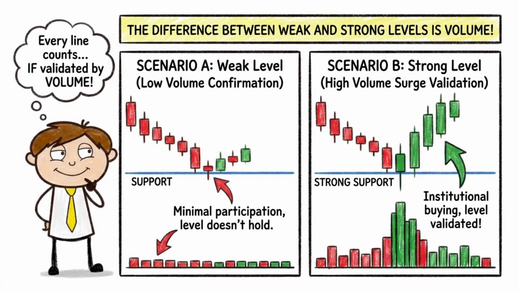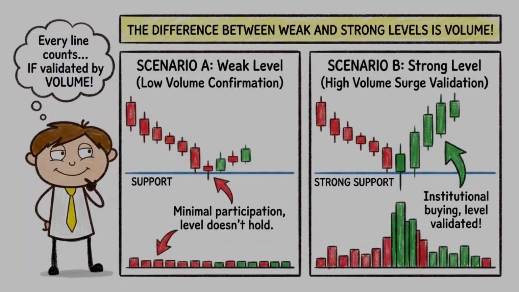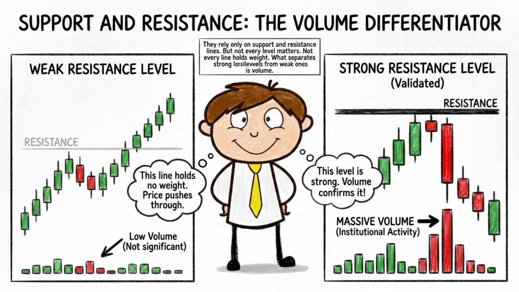Now here's where most traders go wrong. They rely only on support and resistance lines, but not every level matters. Not every line holds weight. What separates strong levels from weak ones is volume. If a level attracts unusually high volume, it's significant, it matters. But if there's no volume behind it, it can fail easily.